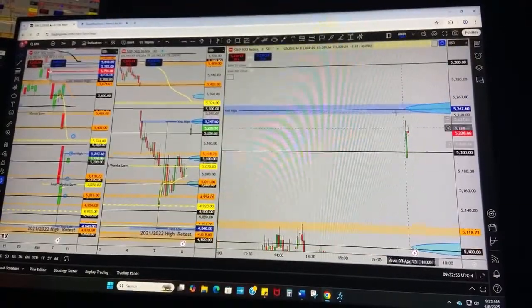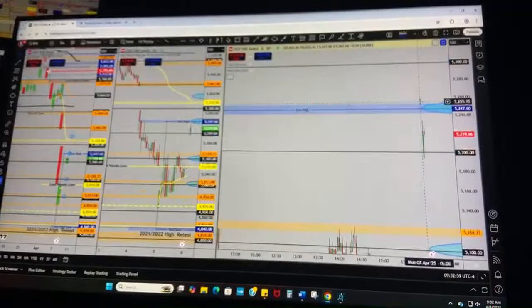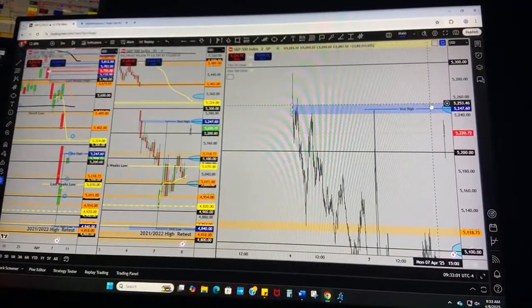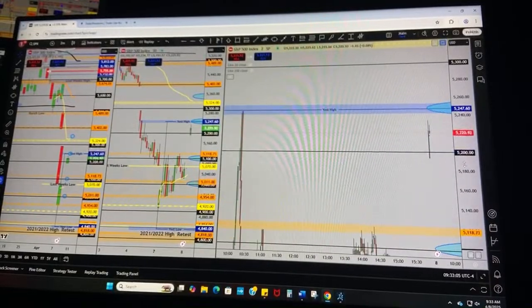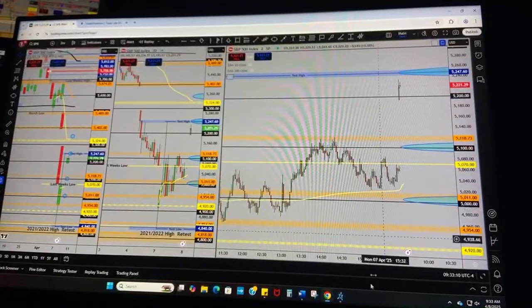All right. So if we rally up into the 5250, you can almost put in an order to sell short into that level as a potential bull trap. Okay.